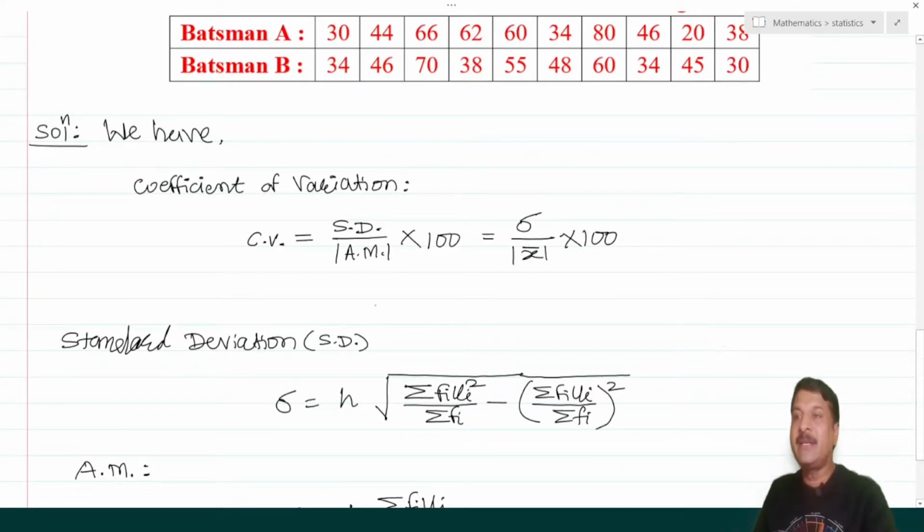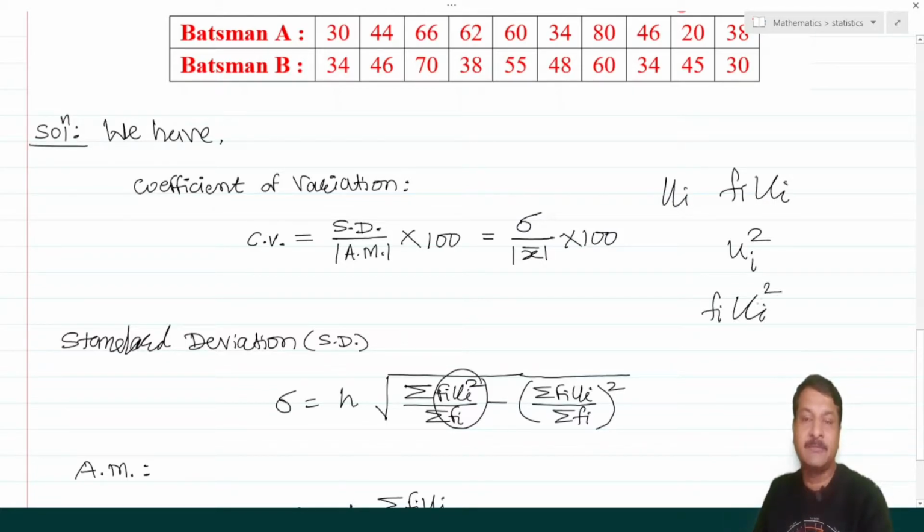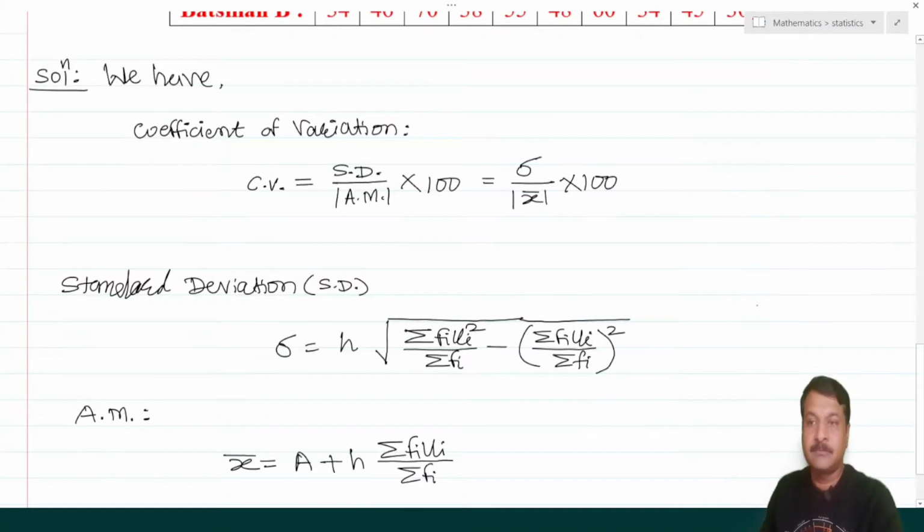So by the given values we have to find ui, then fi ui, then ui square, or fi ui square. So what is the meaning of this? You should know what is f, what is u, what is x. So this is the first example, that's why I will explain all the things first.